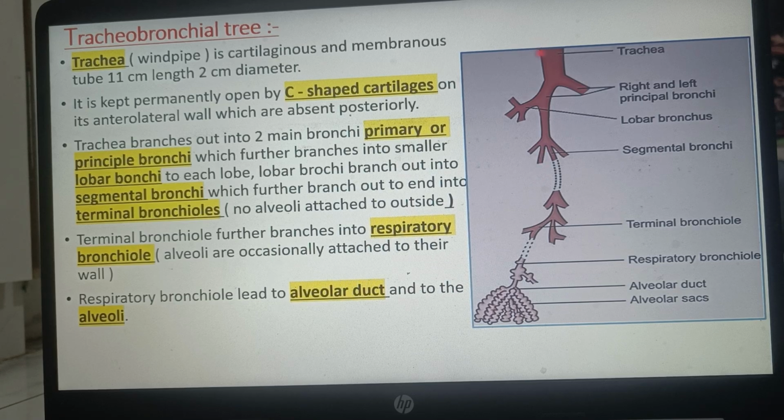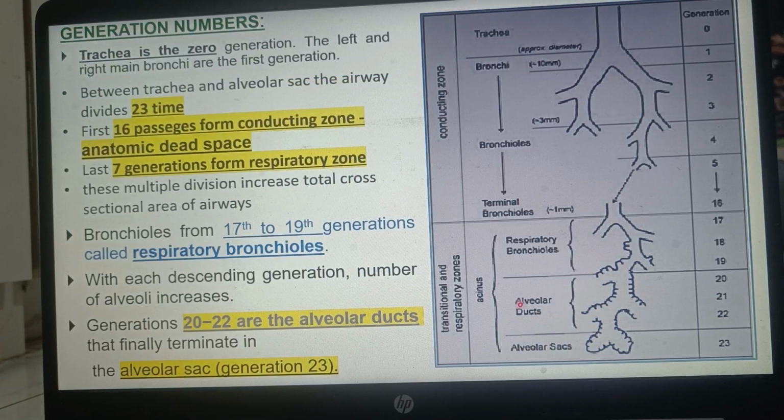So this is about the tracheobronchial tree: trachea, right and left primary or principal bronchus, which lead to lobar bronchus, segmental bronchi, terminal bronchiole, respiratory bronchiole, alveolar duct, and alveoli. This is about the anatomy of the tracheobronchial tree.